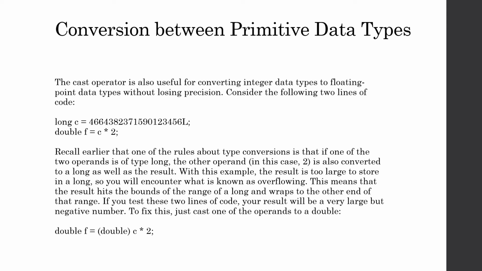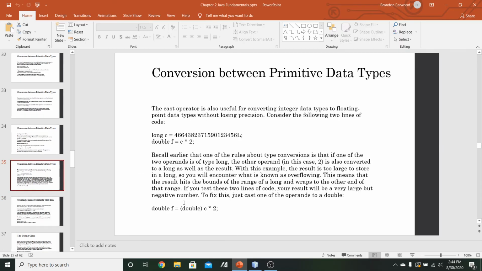So if we test the 2 lines of code, we will actually see that problem. So we're going to get a result that is very large but negative. To fix this, what we can go ahead and do is just cast either one of them to a double. That way then both of them and the result will be treated as a double, and then we don't have to worry about this overflowing. So let's take a look at this both with this error still there and then with the correction.